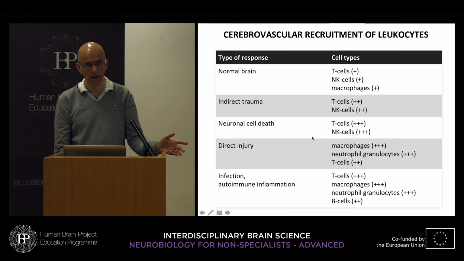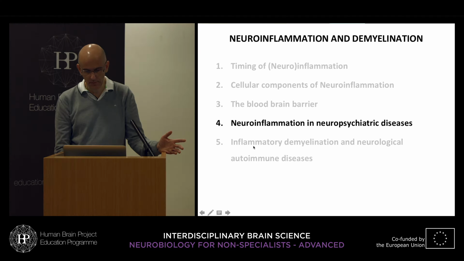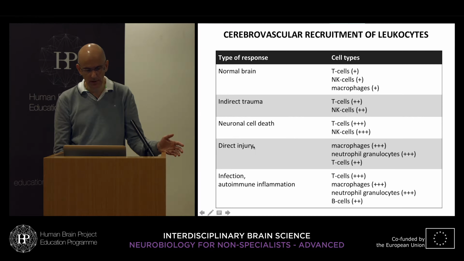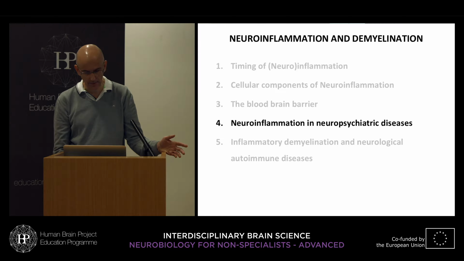In the case of a direct injury, be it an open traumatic brain injury or spinal cord injury, macrophages, granulocytes, and T cells can enter the nervous system. And finally, in the case of an infection or autoimmune inflammation, you see a lot of cells entering the nervous systems: T cells, macrophages, granulocytes, and even B cells.